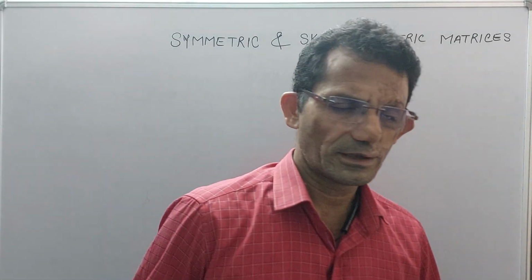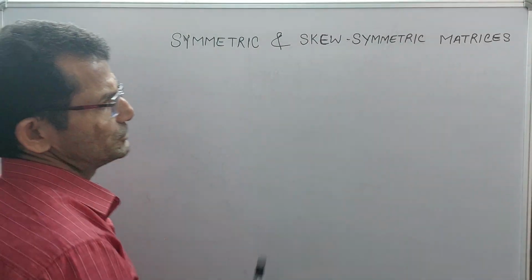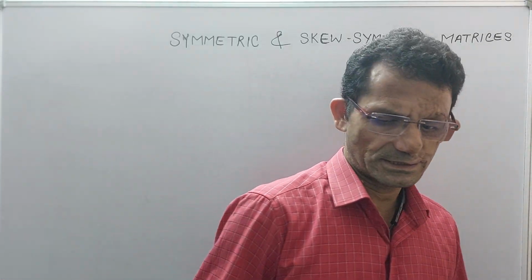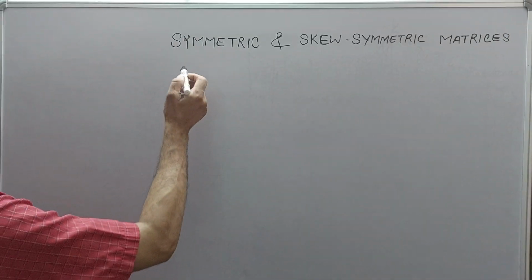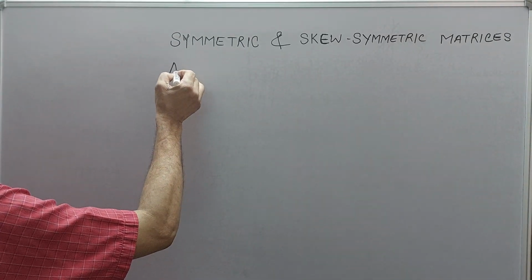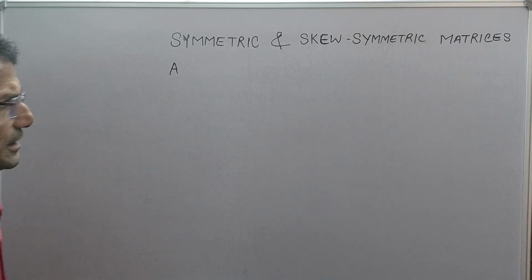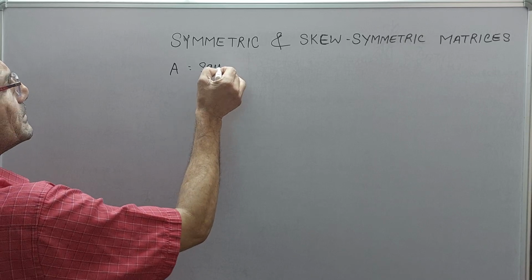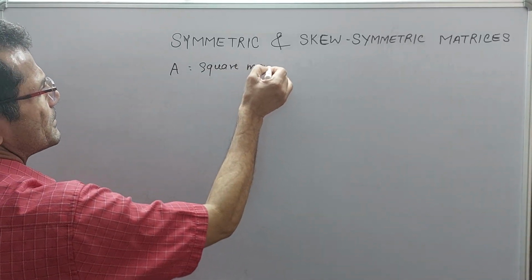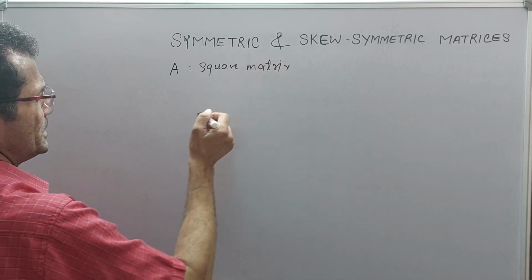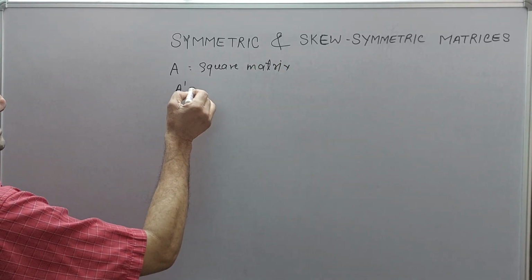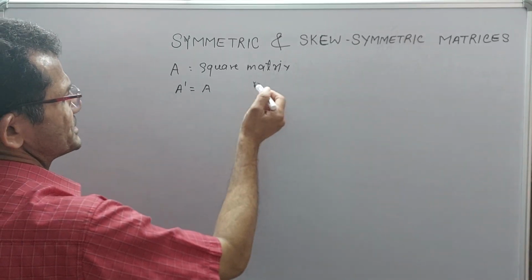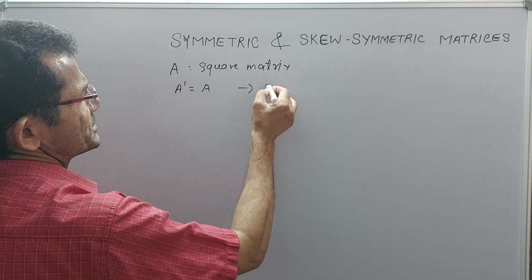So this is the new topic, symmetric and skew symmetric matrices. This is a very important property in matrices. Suppose A is a matrix. A should be a square matrix. If the transpose of a square matrix is equal to A, then it is known as a symmetric matrix. This is the condition for symmetry.